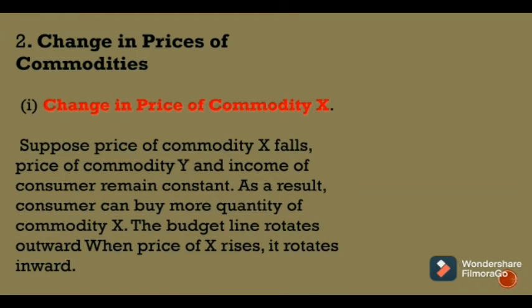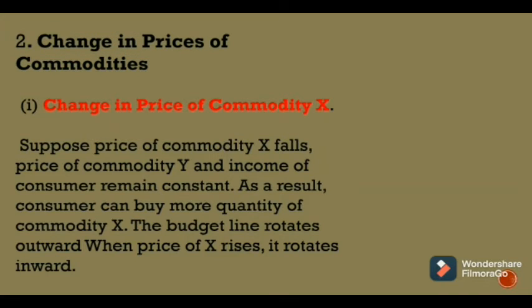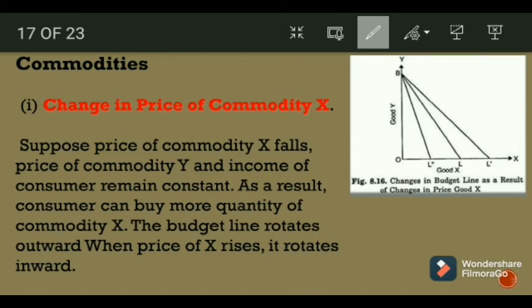We can see another determinant, that is change in the price of the commodity. Change in the price of commodity X. Suppose the price of commodity X falls and the price of commodity Y and income of the consumer remain constant. As a result, the consumer can now buy more quantity of good X. So the budget line rotates outward when the price of X declines, and here you can see it rotates inward when the price of X rises.